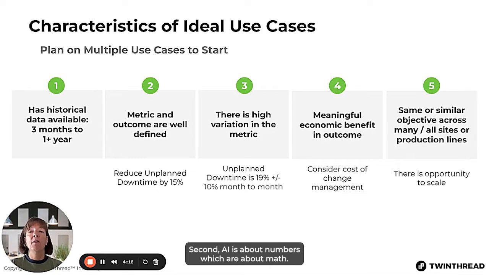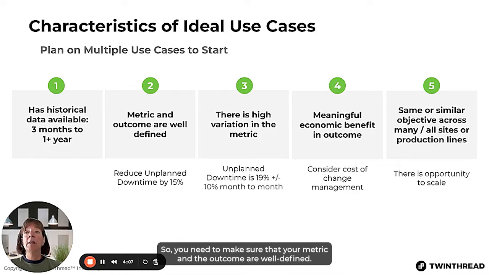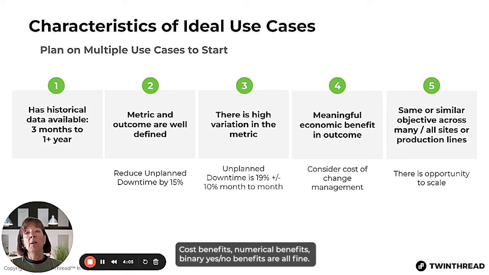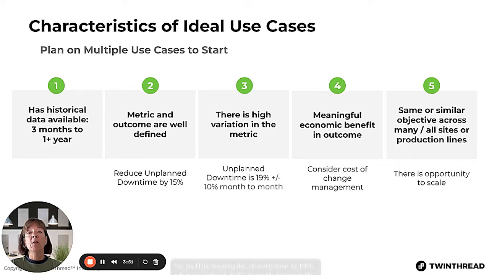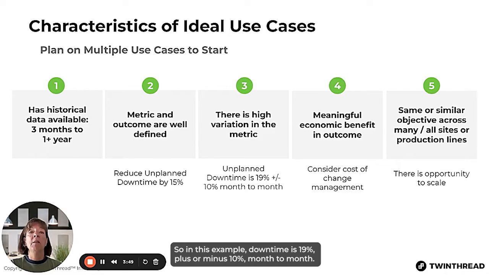Second, AI is about numbers, which are about math. So you need to make sure that your metric and the outcome are well defined. Cost benefits, numerical benefits, binary yes-no benefits are all fine. AI is about reducing variation in industrial situations. So you want to make sure that you start out with a metric that has variation. So in this example, downtime is 19% plus or minus 10% month to month.